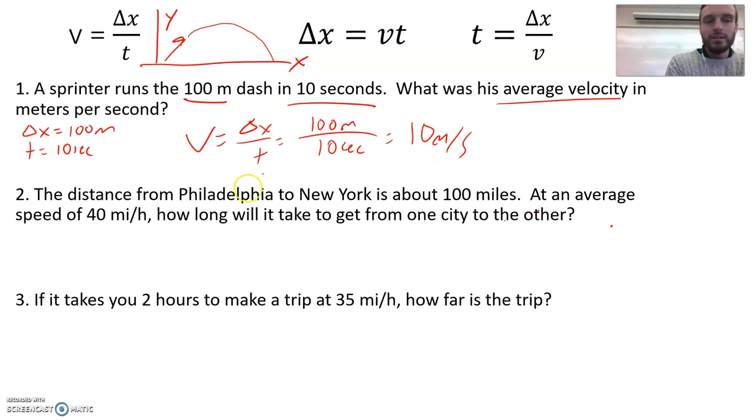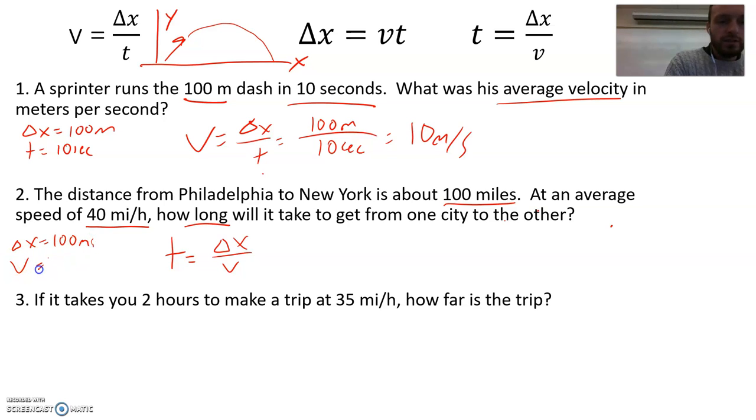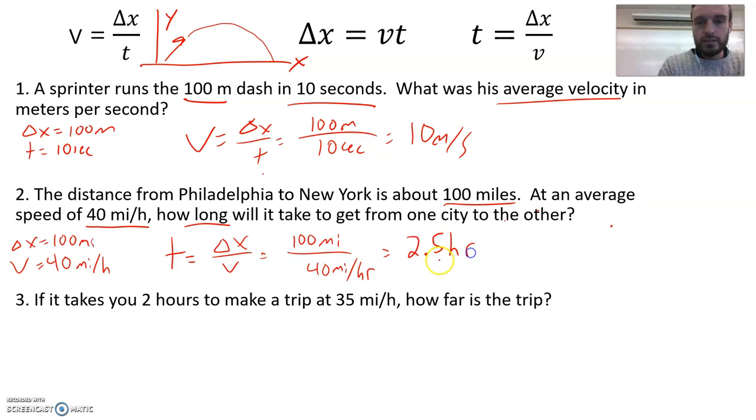Very quick, very easy. The distance from Philly to New York is 100 miles. At an average speed of 40 miles per hour, how long will it take to get from one city to the other? How long? That's solving for time. So we're going to use this equation: time is delta x over v. Now we always want to write our list of knowns. So our delta x here is 100 miles, and our v is 40 miles per hour. If I plug those in, we get 100 miles over 40 miles per hour. I should be able to do that mental math, but it's early and I don't feel like it, so I'm going to put it in my calculator. Of course, it's 2.5 hours is how long it would take.